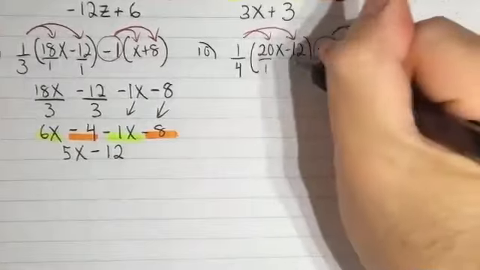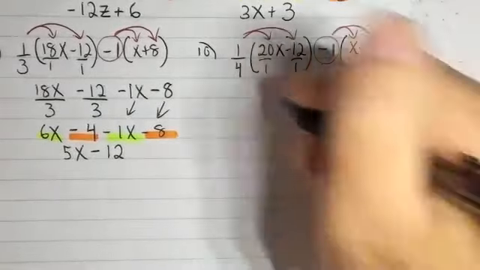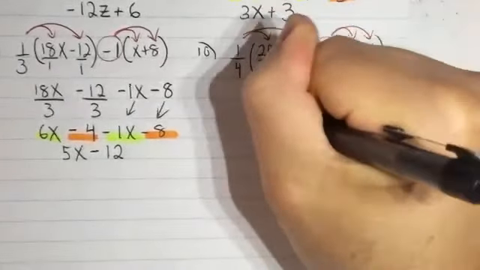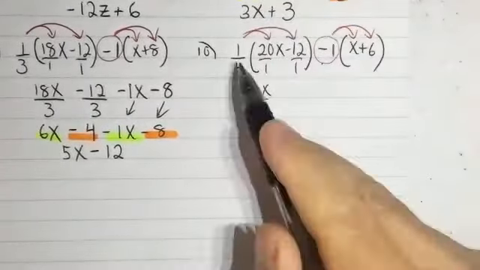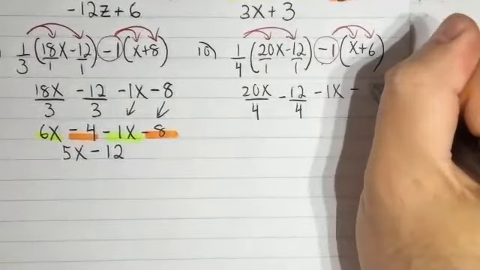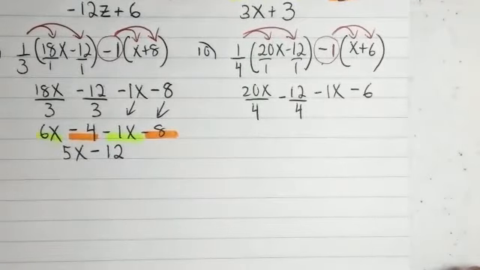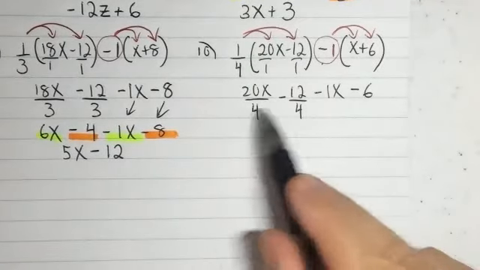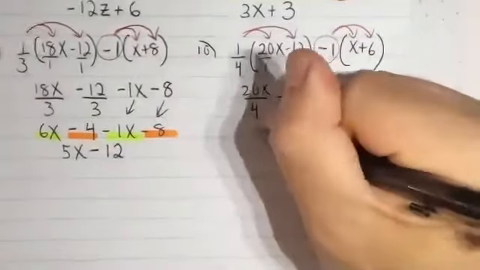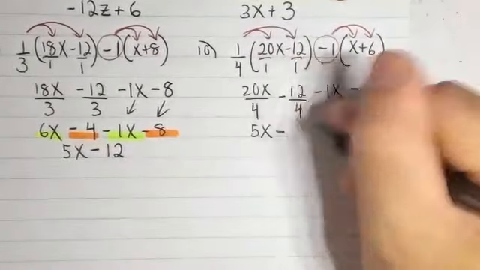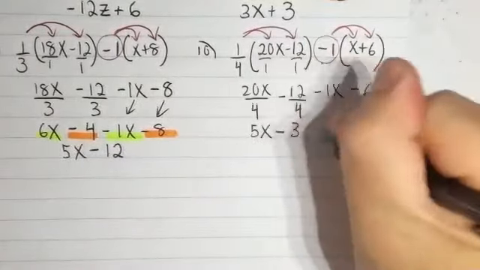1/4, again, I'm going to write those over 1, but 1/4 times 20x is going to give me 20x over 4. 1/4 times -12 gives me a -12 over 4. Distribute the -1. -1 times x gives me -1x. And -1 times a +6 would give me a -6. I'm going to simplify these fractions. 20 divided by 4 would give me 5x. 12 divided by 4 would give me 3.